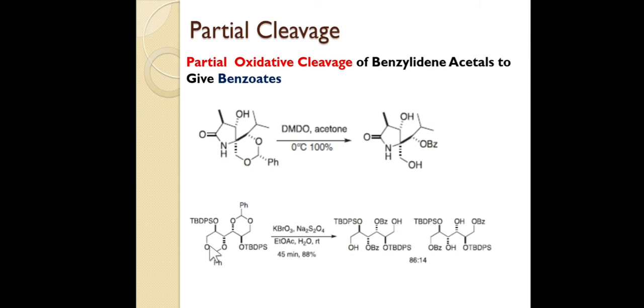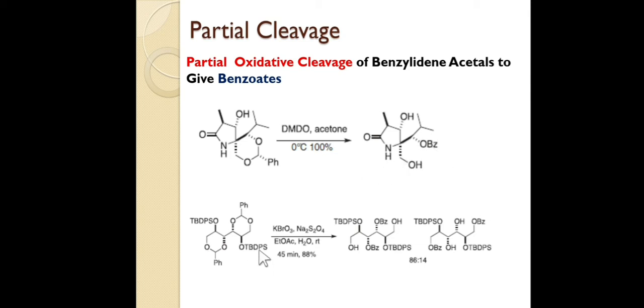If we do the partial cleavage in presence of oxidative condition, that is if we are using an oxidizing agent, we get benzoate. That means this oxygen will get converted to C=O. So we get O-C double bond O-Ph, that is benzoate. We get benzoate and we get a free OH. So here we can see it's a free OH and we get OBz. OBz is nothing but O-COPh. Here Bz stands for COPh. So we get OBz and OH.